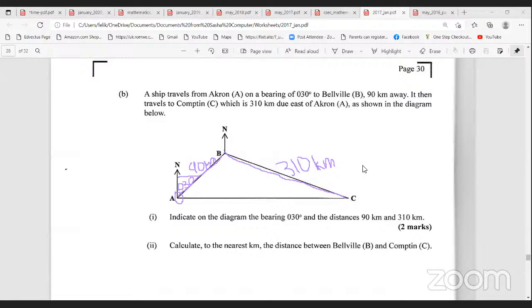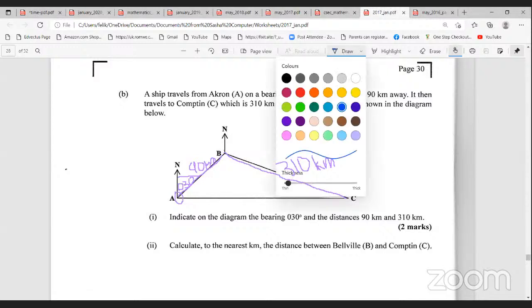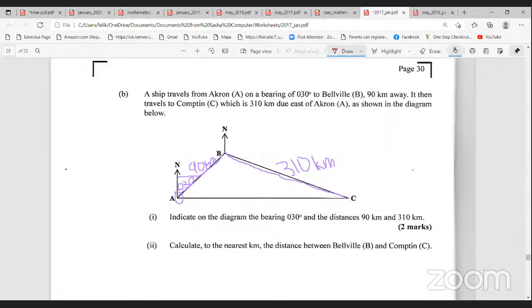All right, so we have successfully gotten the first 2 marks there. Beautiful. So you just take your time, read the information, put it in bit by bit. Well done, Gabriel. Read the next part for me now, Gabriel, honey. Calculate to the nearest kilometer the distance between Belleville and Compton.